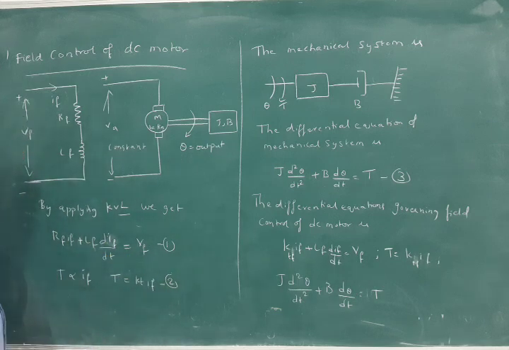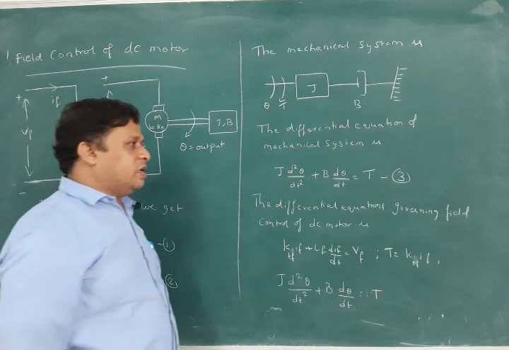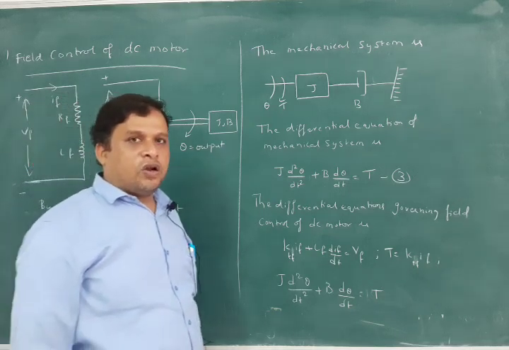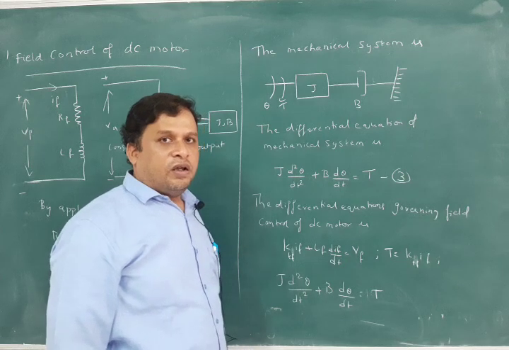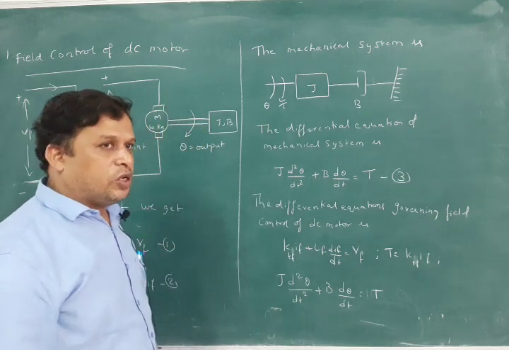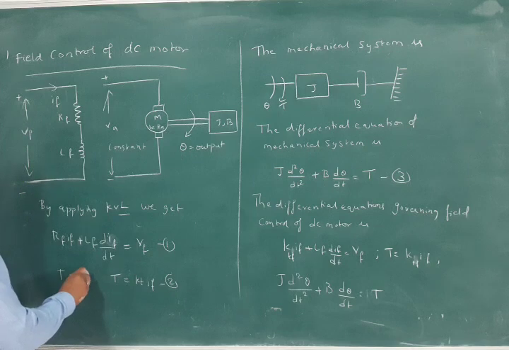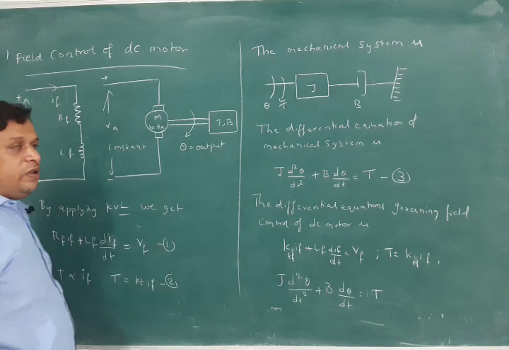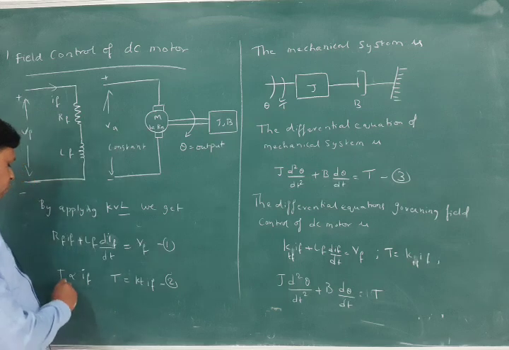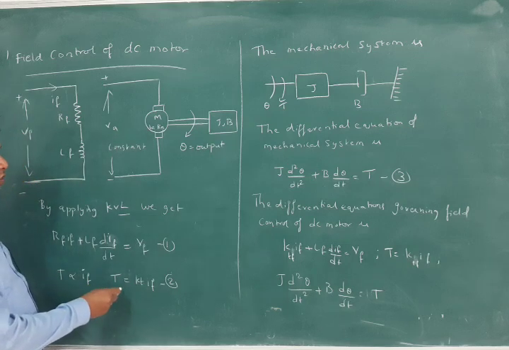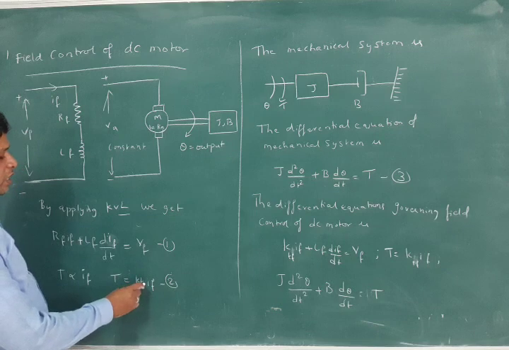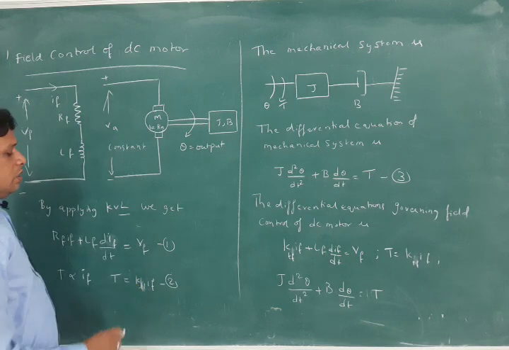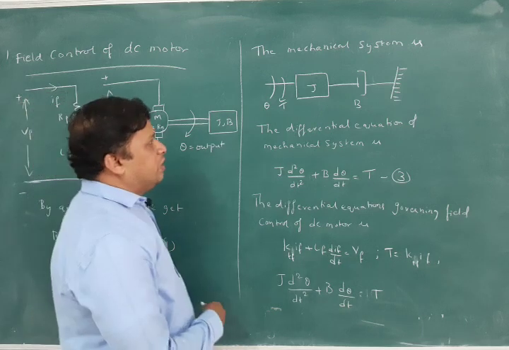Now torque is proportional to IF. Why is it proportional to IF? Torque is proportional to flux, but flux is also proportional to the field current. The more the field current, the more the flux increases. So we have a relation between the field current and the flux. Therefore, torque is proportional to IF, and T is equal to KTF into IF, where KTF is a constant. So T is equal to KTF into IF, the second equation.